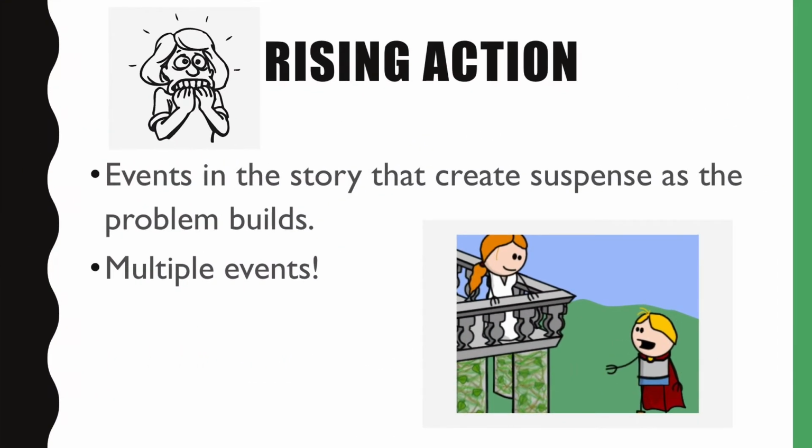Now we have come to the rising action, the scenes of the story where suspense builds as the problem builds. In the diagram map, this is the uphill section, which means it is multiple events in the story. In Romeo and Juliet, the rising action begins where they confess their love to each other in the famous balcony scene.